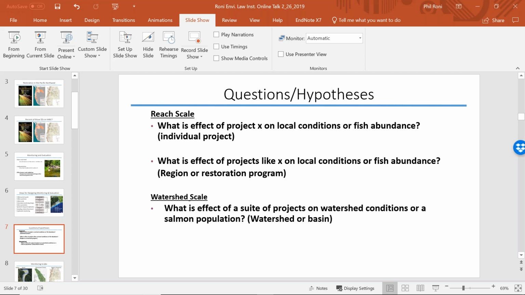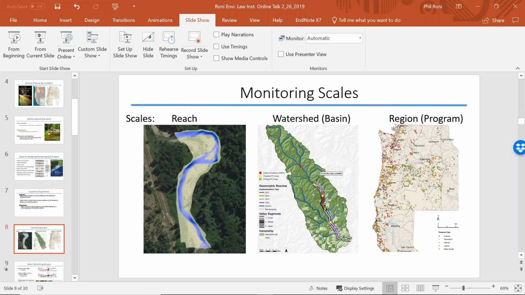And then, since most of these efforts are really to try and recover whole watersheds or salmon or trout populations, the questions have been more focusing now on, what's the watershed scale response? How are the watershed conditions and habitat changing, and how are the fish populations, not in the given reach, but at the whole population level, responding? So those questions are really occurring at this reach, watershed, and regional restoration program scale.